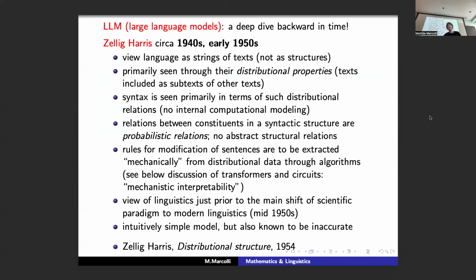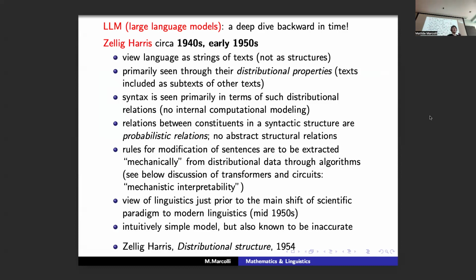So okay, first of all, one thing that's important to realize is that if we want to talk about language in large language models, you have to actually take a very deep dive backward in time by about 80 years. So this is the first observation that I want to make: technology is not theory neutral. If people are trying to convince you that technology is theory neutral, they're either delusional or it's propaganda, or both.